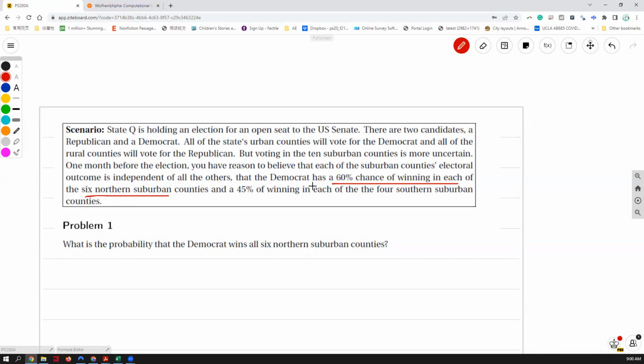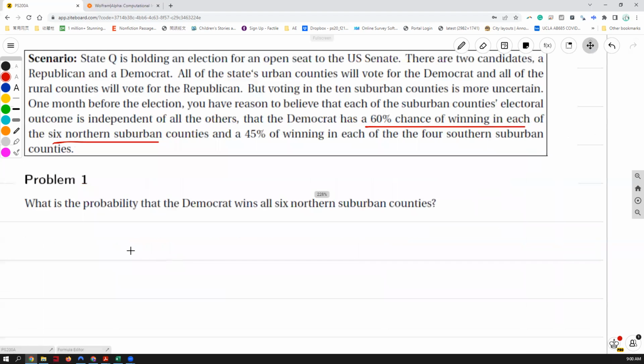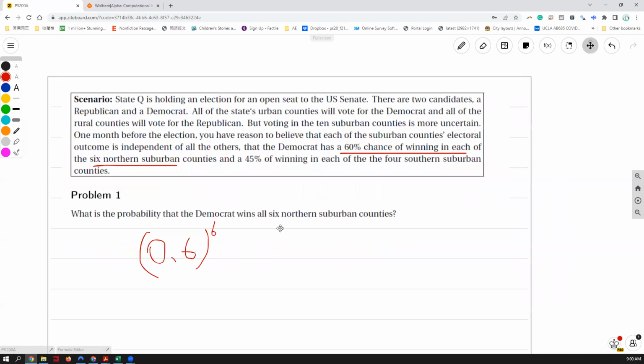One way we can think about it is independent events happening, and what are the chances of the combined probability. In that case, since they're independent, we can just multiply each of their probabilities together, in which case that's 0.6 times 0.6 times 0.6, or 0.6 to the 6th power. Right, so that's one way to think about it.